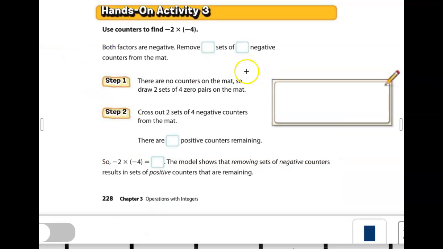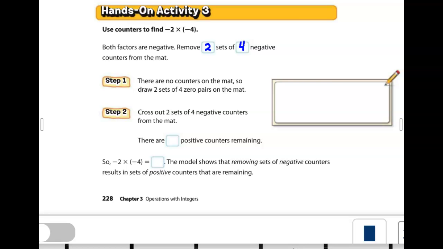So in this last example, we're going to model if we have -2 groups of -4, so if we take away 2 groups of -4, what that would look like. Both factors are negative. We're going to remove how many sets? Please answer that question. Okay, we are going to remove 2 sets. And how many negatives are we going to remove? Answer that question, please. We're going to remove 4 negatives. There are no counters on the mat, so the first thing we're going to do is draw 2 sets of 4 negative counters as zero pairs.